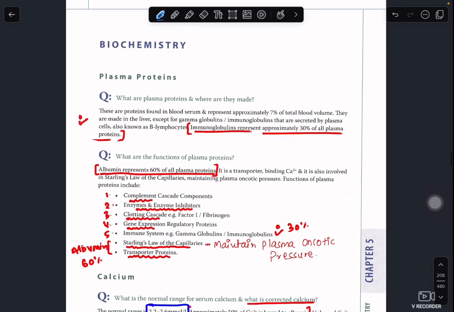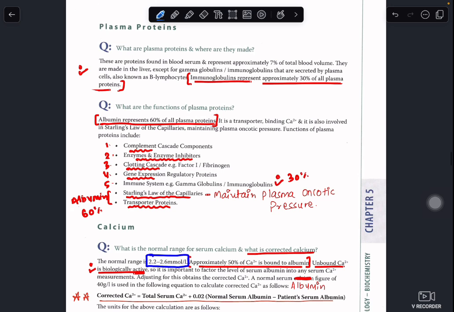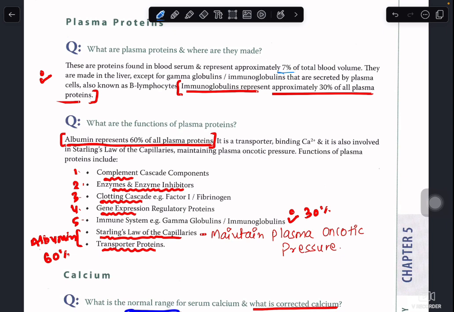So first we'll start with the biochemistry of the plasma proteins. What are plasma proteins and where are they made? Basically, these are proteins found in blood serum and represent approximately 7% of total blood volume. They are made in the liver.